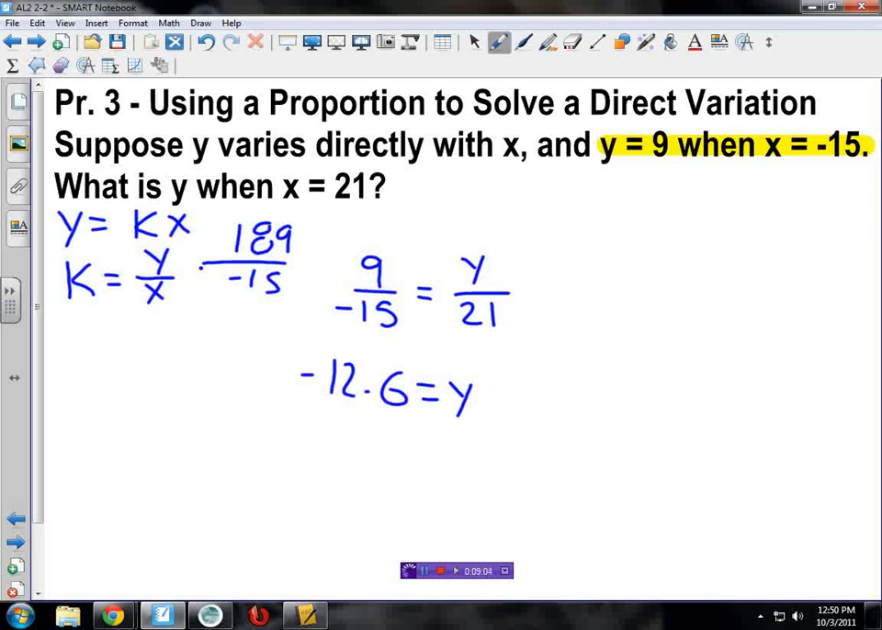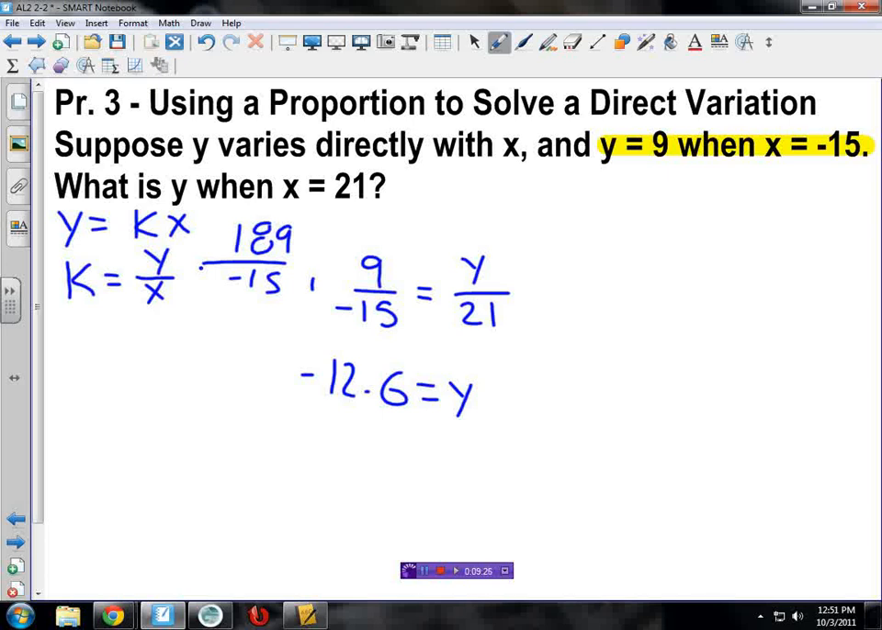Now let's stop and think about, does this make sense or not? All right? So 9 is less than 15, right? So it makes sense that our y should be less than 21. That makes sense. Here we have a positive and a negative. Over on this side we're going to have a negative and positive. Makes sense. Seems reasonable to me.